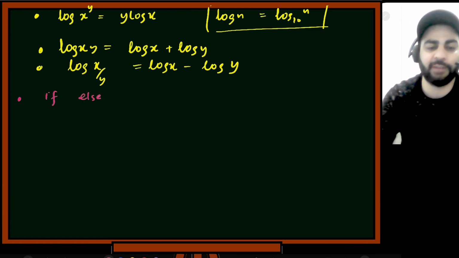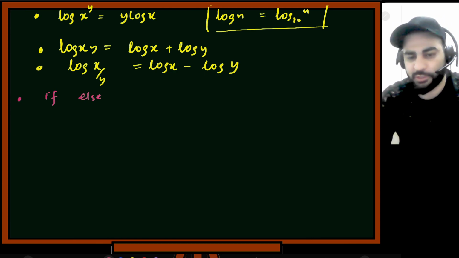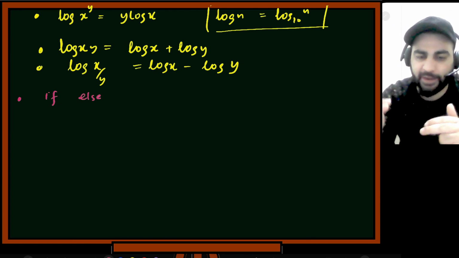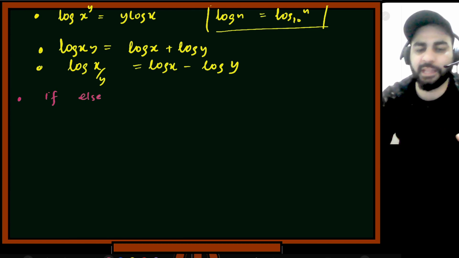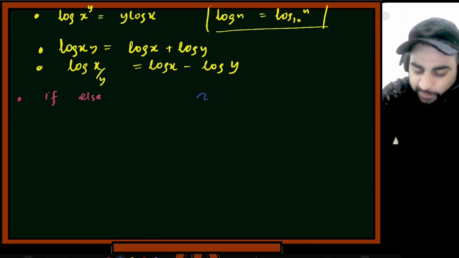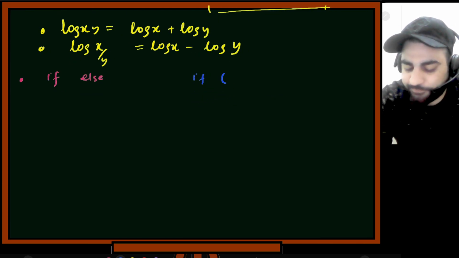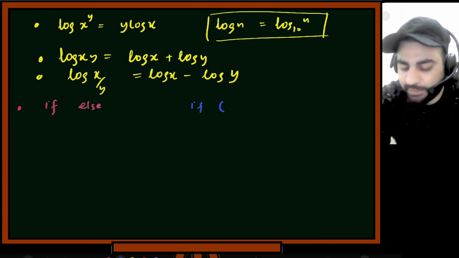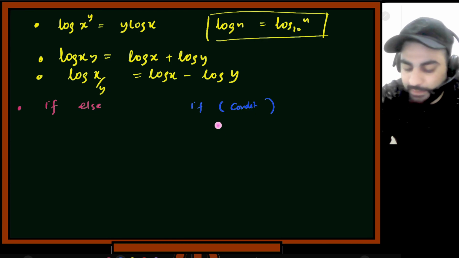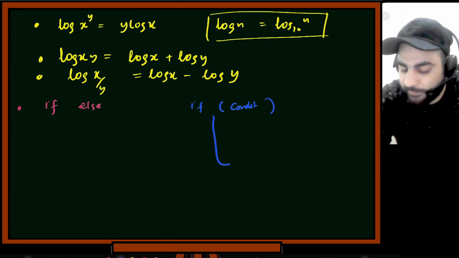Now if we have an if else statement, what will be the worst running time of this? What we'll do is analyze both the if and else parts, and whichever takes the most time, we will take that. For example, suppose there is an if with some condition, and within it there is an if block.